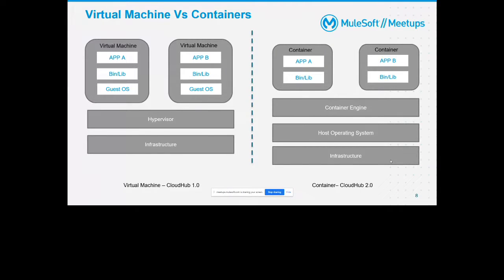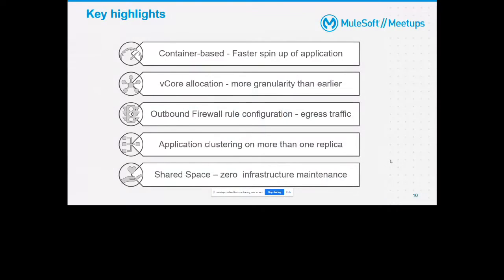So the host operating system takes care of everything, correct? Correct. Okay, so as an application developer or application maintainer, I need not worry about the operating system if I'm using a container. I just need to focus on my application, binaries and libraries, containerize it and push it to my Kubernetes environment. Yeah, makes sense. Okay, so let's now move to the features of CloudHub 2.0.